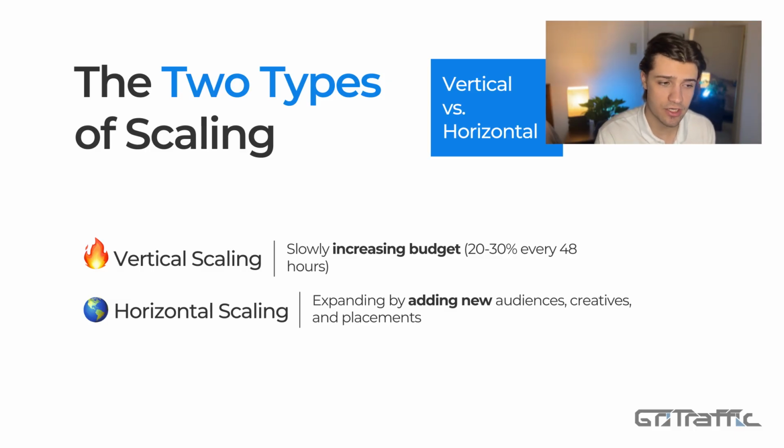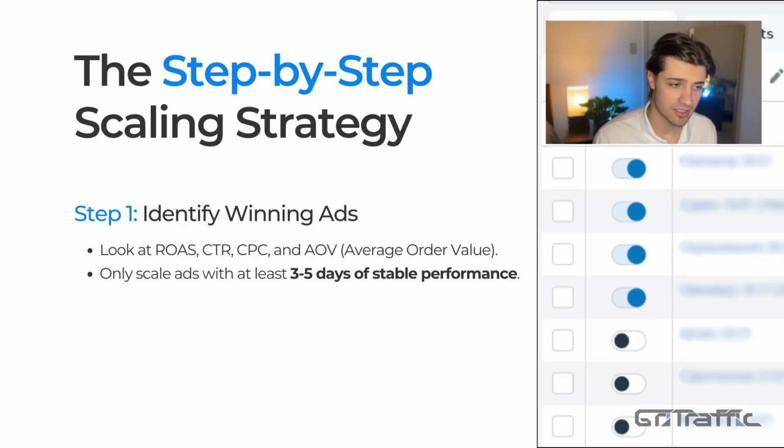And that's what makes it horizontal scaling. By doing this, you diversify your campaigns and reduce the risk of relying too much on one ad set. It also helps you find new pockets of high-converting customers. For long-term growth, you will need both, a mix of budget increases and audience expansion, so make sure to use both. But let's now move on to the step-by-step process of how to scale successfully while maintaining profitability.